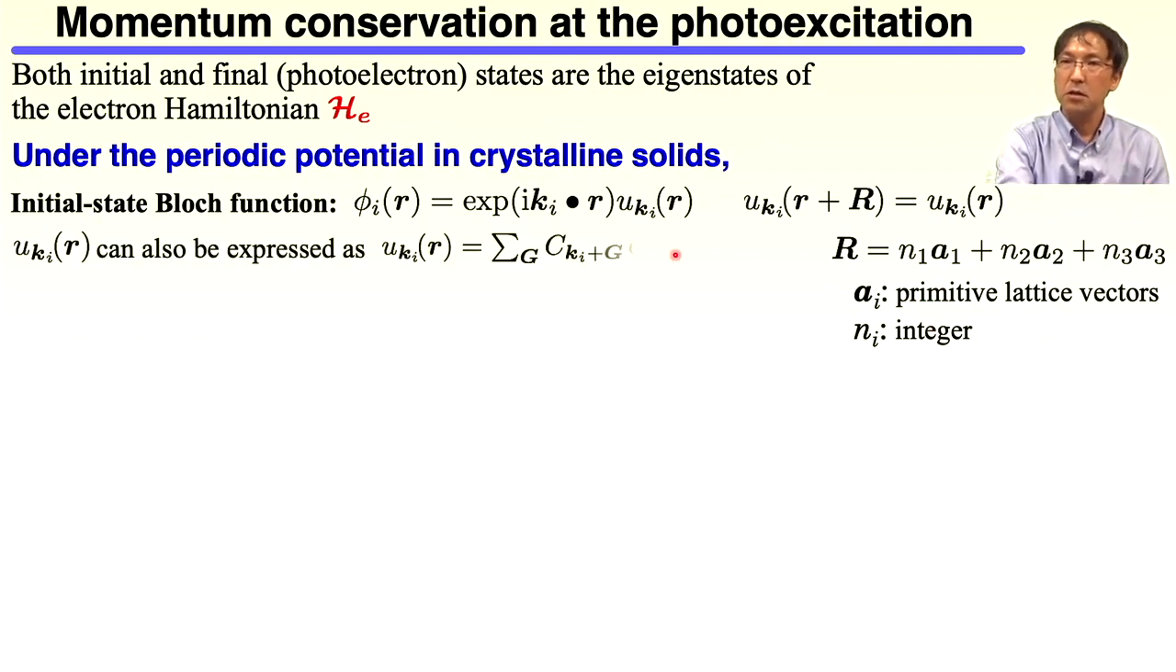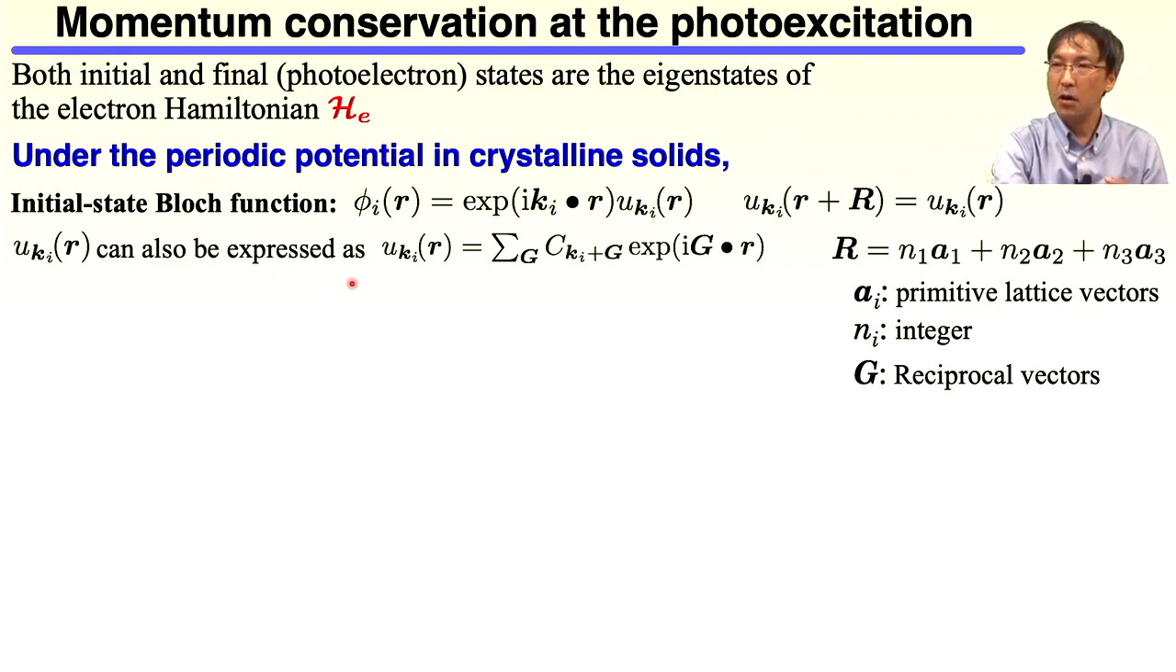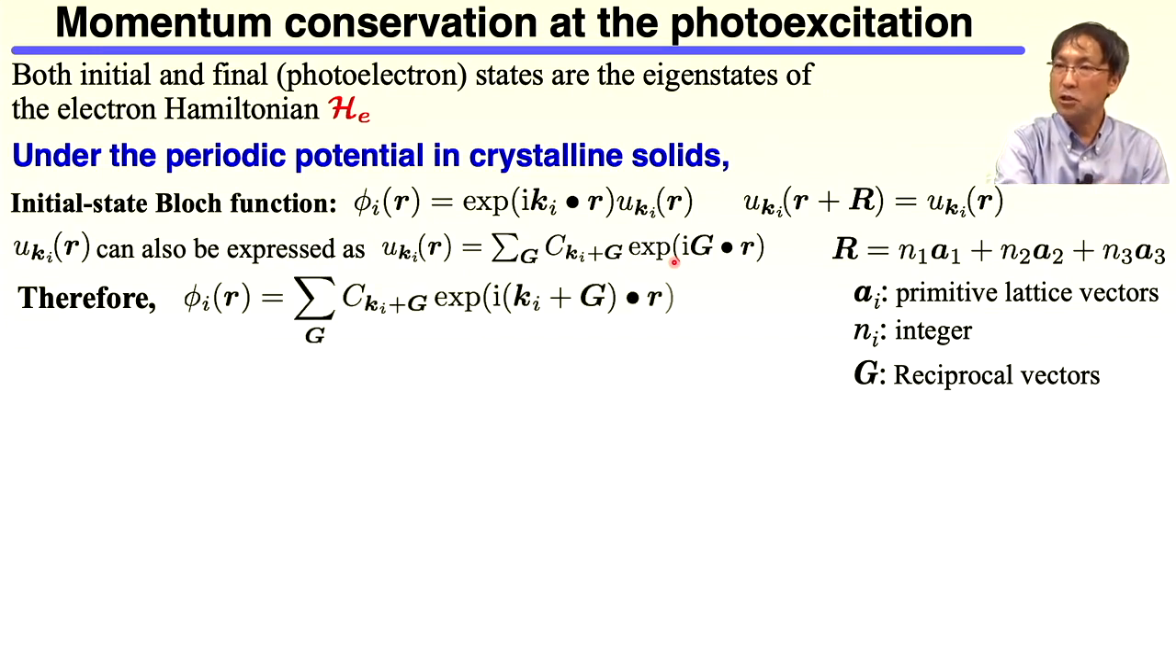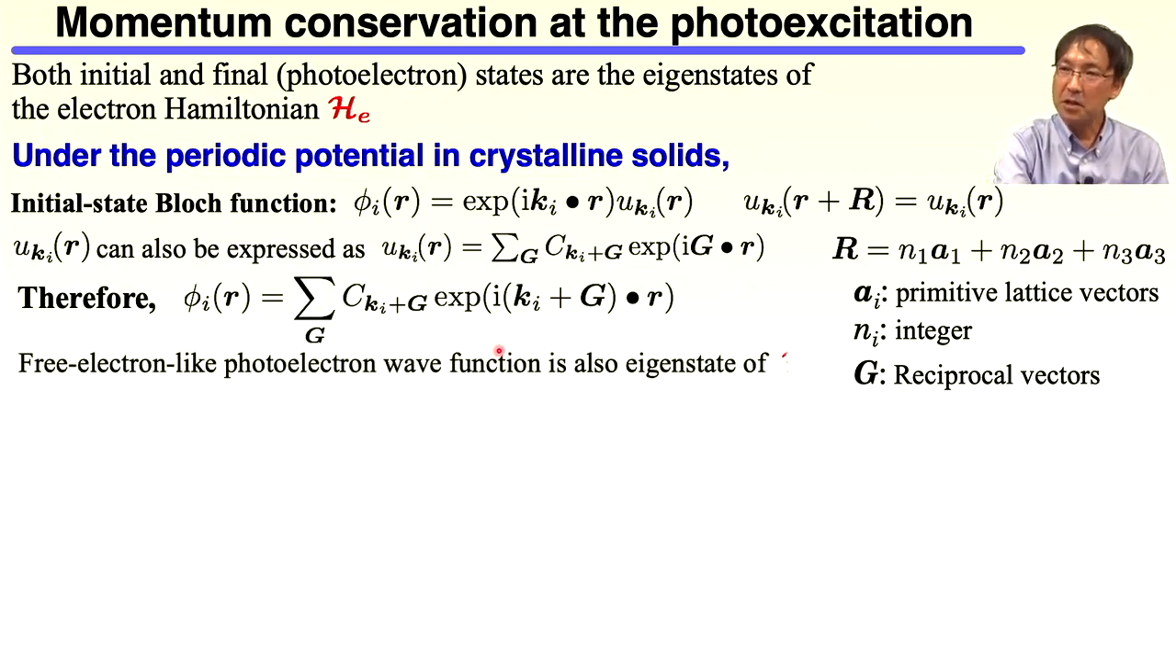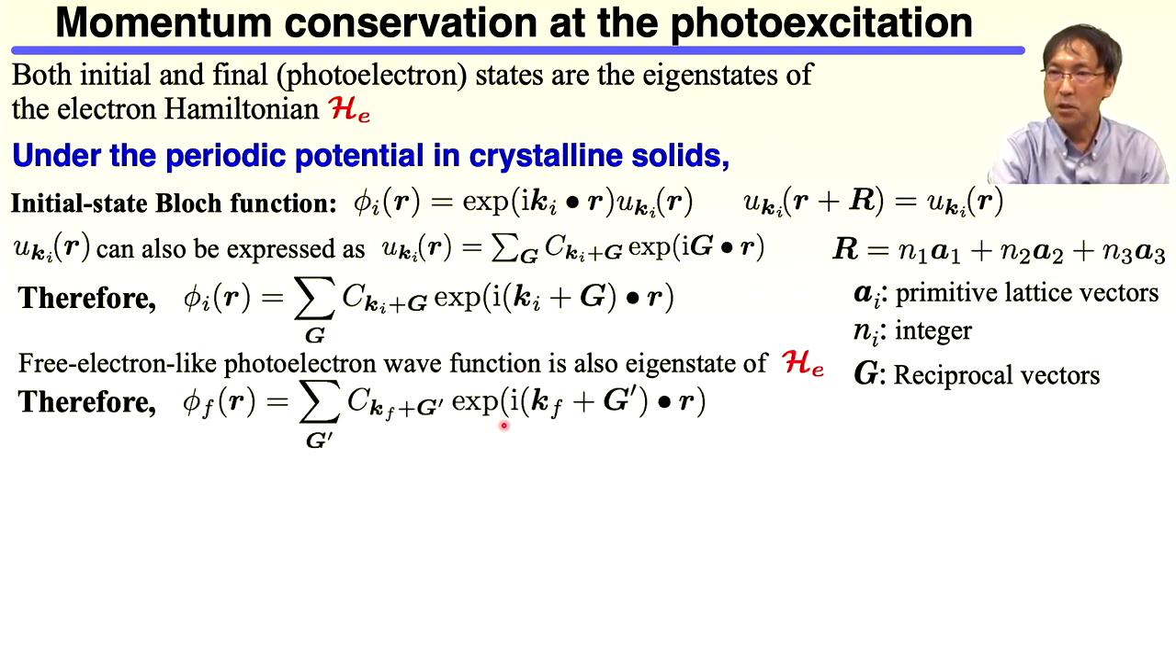On the other hand, the function u_Ki can also be expressed as this formula. Here the vector G stands for the reciprocal vector. Therefore, the initial state wave function with the momentum Ki is also expressed by this formula. For the final state, the free electron-like photoelectron wave function is also the eigenstate of the electron Hamiltonian. Therefore, the photoelectron wave function with momentum Kf in the solid is expressed by this formula.